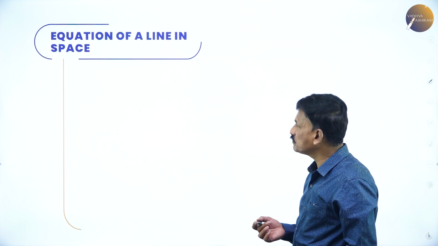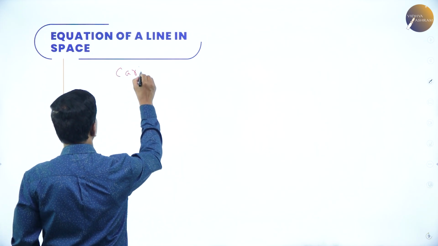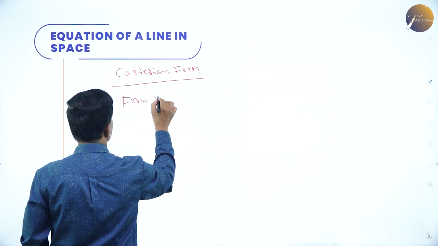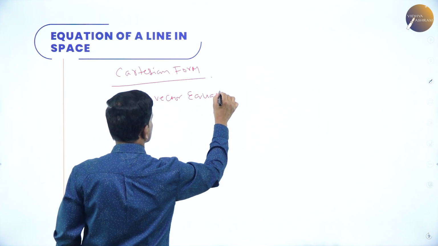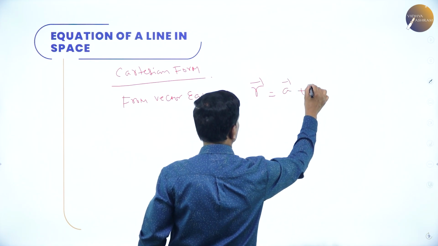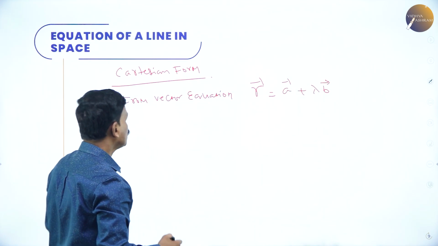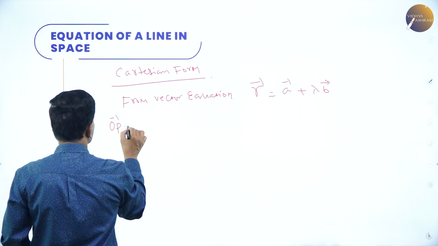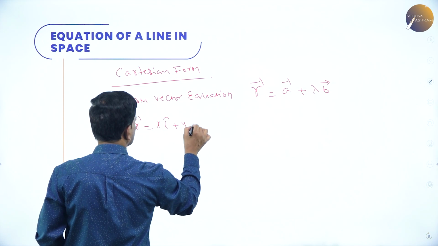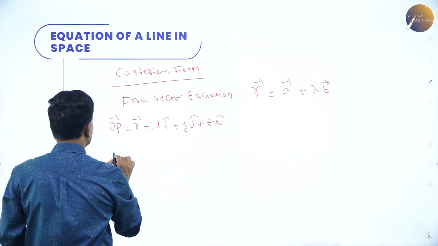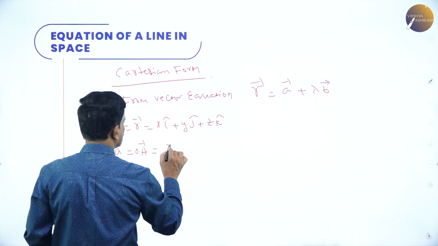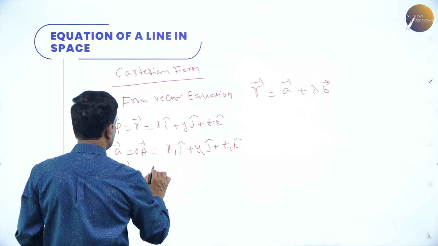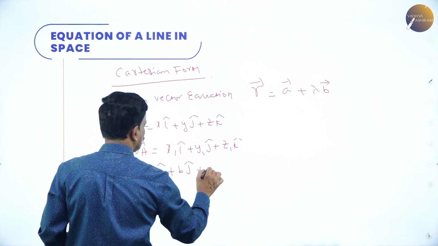Now, let us move on to the Cartesian form. The second one, the Cartesian form. From the vector equation, vector R is equal to A plus lambda into vector B. Now, what is vector R here? Since vector R is the position vector of P, vector OP is equal to vector R, that is equal to xi plus yj plus zk. Vector A is the position vector of the point A, that is x1i plus y1j plus z1k, and the vector B is ai plus bj plus ck.